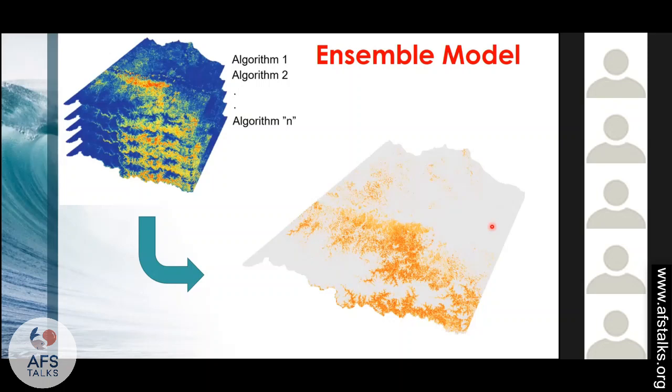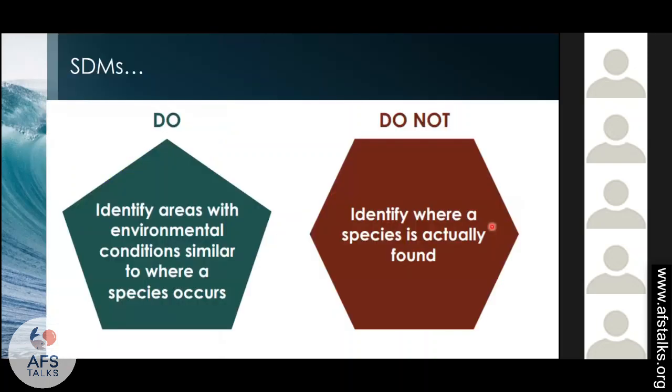We have to be extremely careful while selecting our algorithm and doing the model. And in the case of species distribution models, we should interpret our result or our final map as a hypothesis. We have to check or validate it to ensure that this is the habitat where the species is residing. SDMs do identify areas with environmental conditions similar to where the species occurs, but do not identify where a species is actually found. This is what I said: we should be careful with our result, treat it as a hypothesis, and validate it.